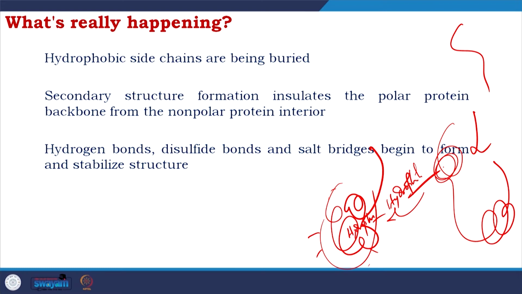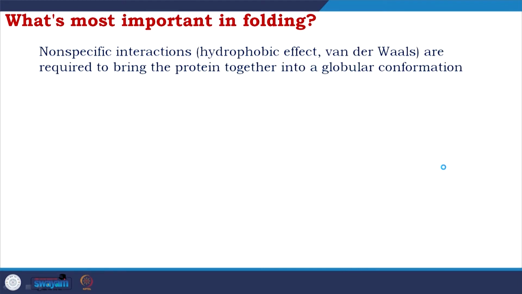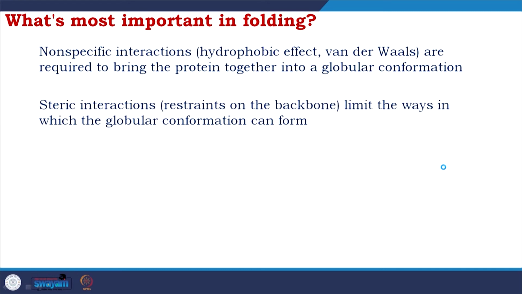Hydrogen bonds, disulfide bonds and salt bridges begin to form and stabilize the structure. Van der Waals interactions bring protein substructures into stable contact. What are the most important in folding? Non-specific interactions, the hydrophobic effect, and van der Waals are required to bring the protein together into a globular conformation. Steric interactions, restraint on the backbone, limit the ways in which the globular conformation can form, and if you remember, this is where we are getting our Ramachandran plot.